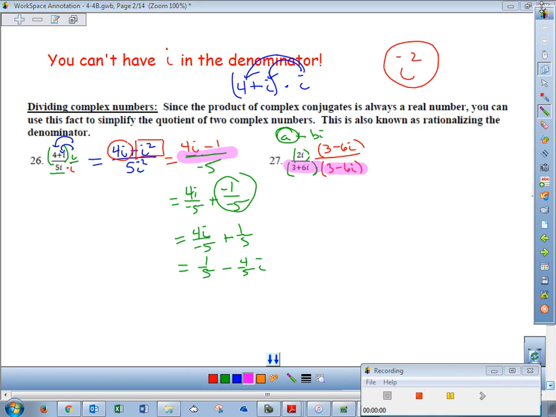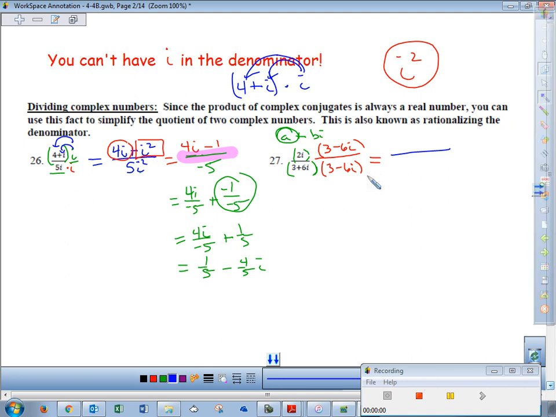So let's do it. Let's do that denominator first. That's the easy part. Put a fraction bar. You don't need to FOIL that out because they're conjugates. You just have to do the first terms times each other and the last terms times each other. So first terms times each other is how much? 9.